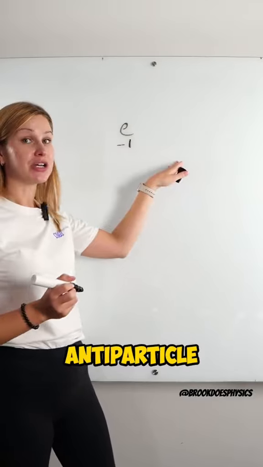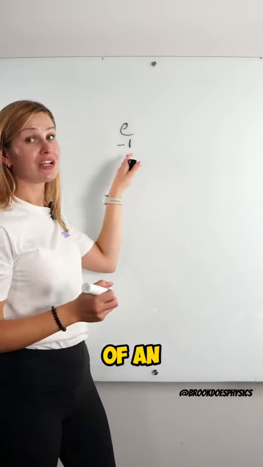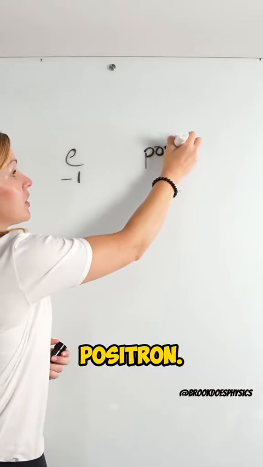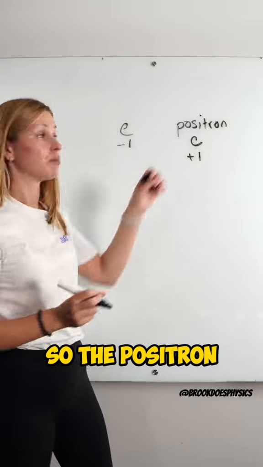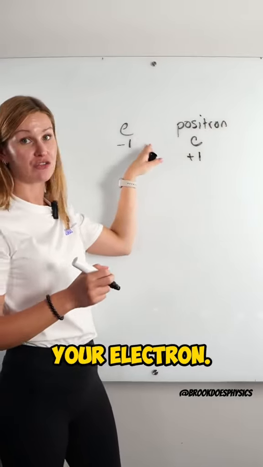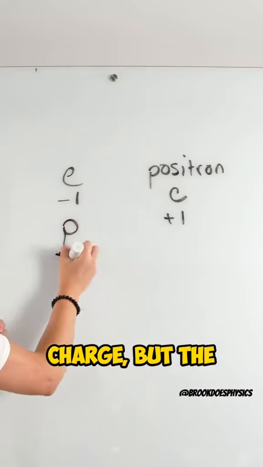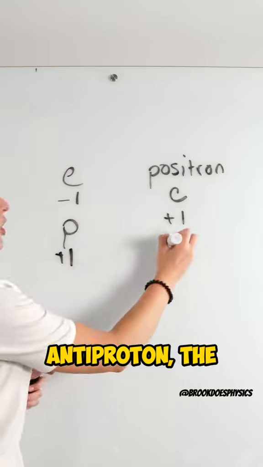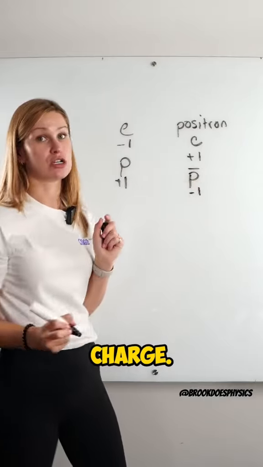But its antiparticle has the exact same mass but opposite charge. So the antiparticle of an electron is called a positron. So a positron has a +1 charge. So the positron is your antimatter of your electron. A proton from school has got a +1 charge. But the antiproton, the antiparticle of the proton, has a -1 charge.